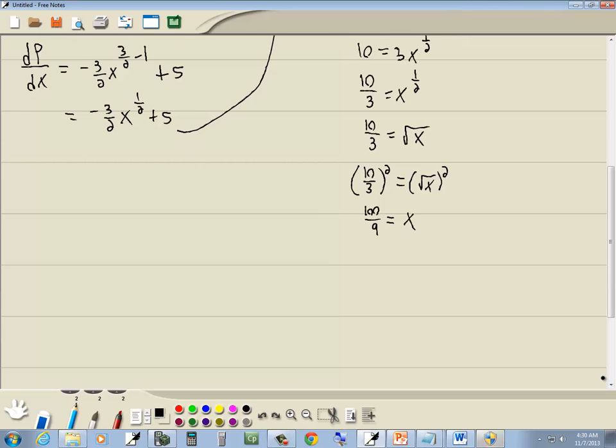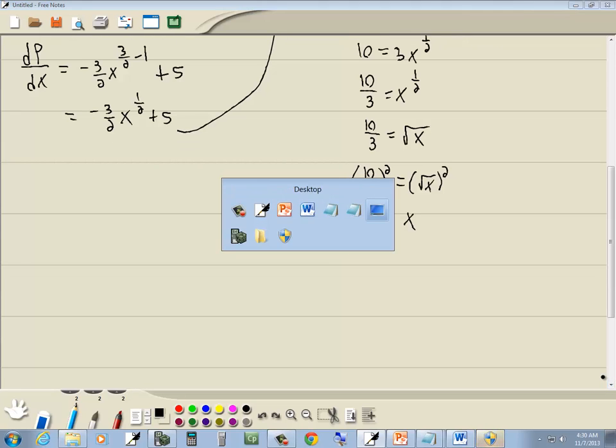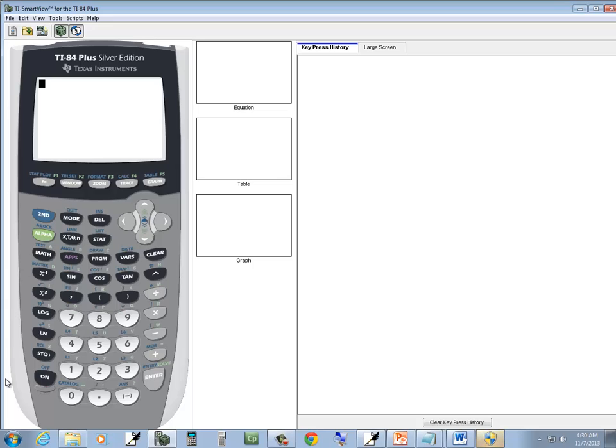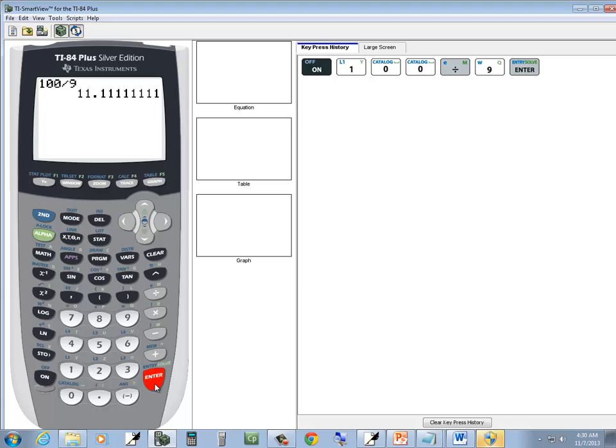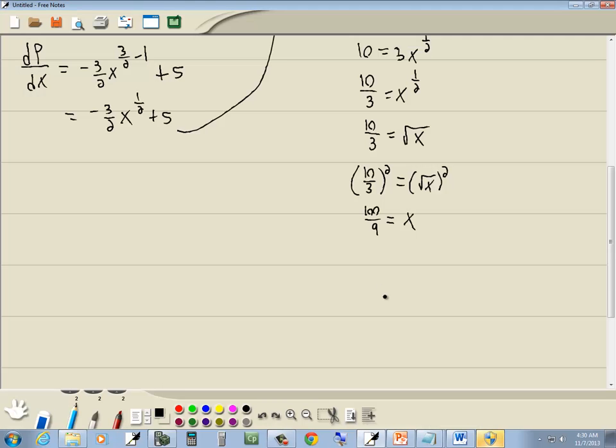100 divided by 9. Let's see what that gives us. Now I'm just going to round like normal. So 100 divided by 9 gives us 11. So x is equal to 11.